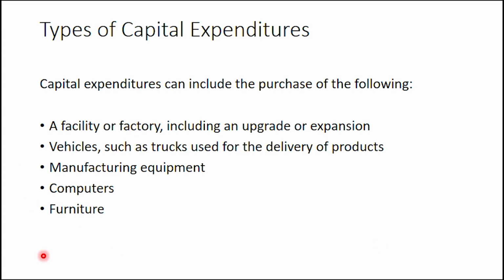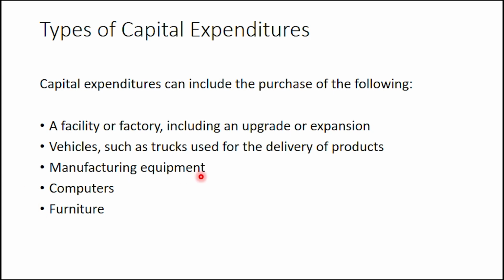Now types, here are a few examples. A facility or factory including an upgrade or expansion. Whenever you are purchasing a new factory or a facility or a plant, it leads to upgradation or expansion. So these are examples of capital expenditures. When we purchase some vehicles such as a truck used for delivery of products, again it is a kind of expansion. It is a capital expenditure.